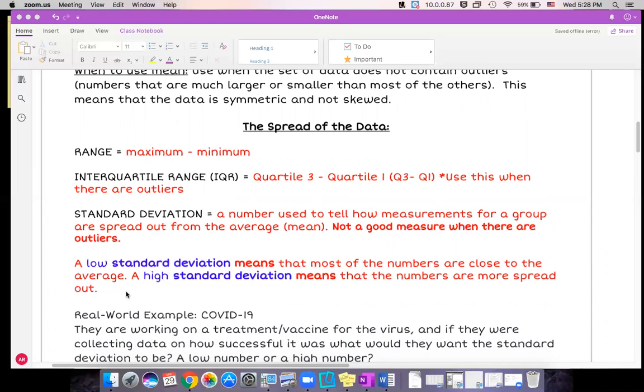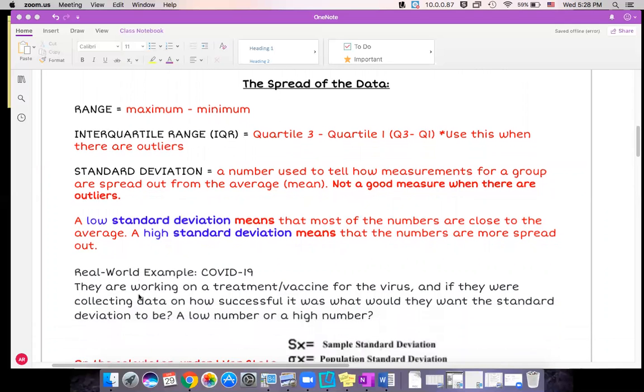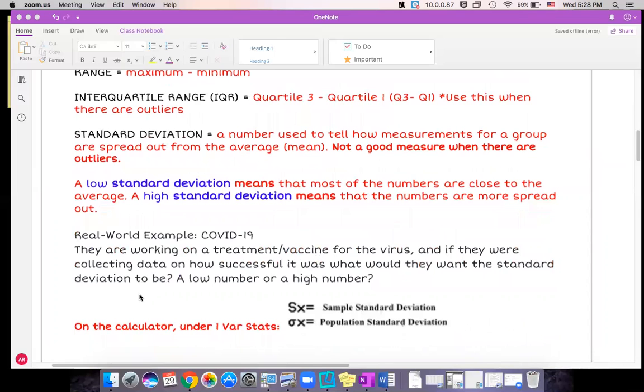So a low standard deviation means that most of the numbers are really close to the average, meaning your data is not super spread out. A high standard deviation means that the numbers are way more spread out. So a way to think about this is a real world example. Right now they're working on creating a treatment or a vaccine for the COVID virus. If they were collecting data on how successful it was, what would they want the standard deviation to be? A low number or a high number? Would they want all of the data to be successful and be really close together, or would they want the successes to be really spread out?